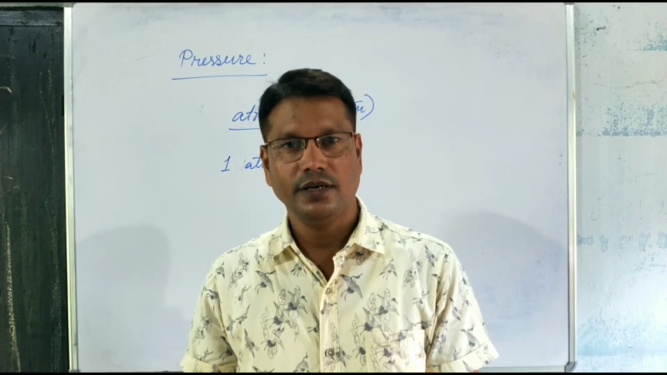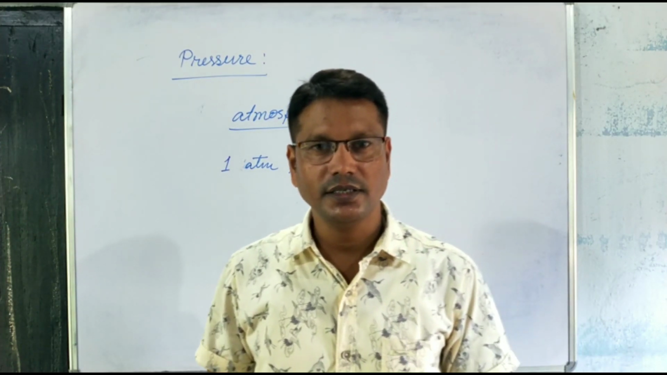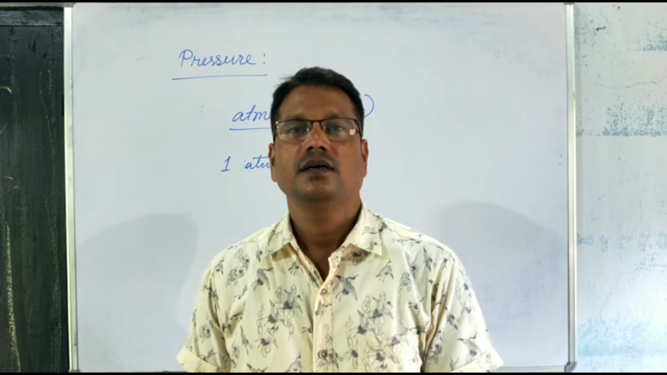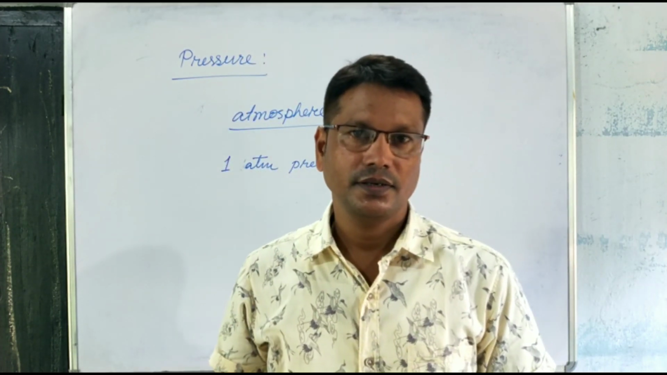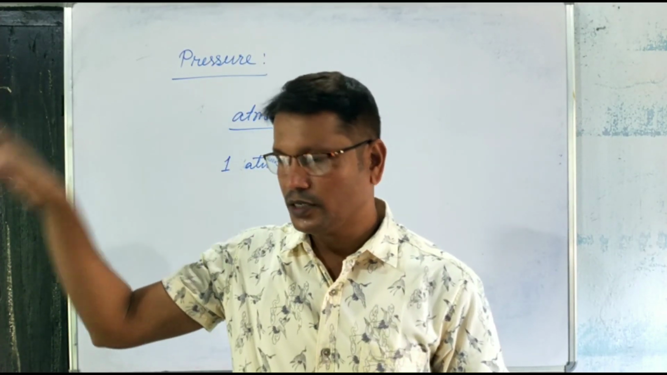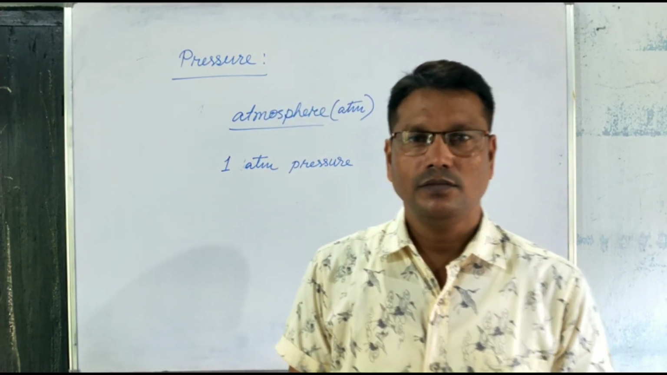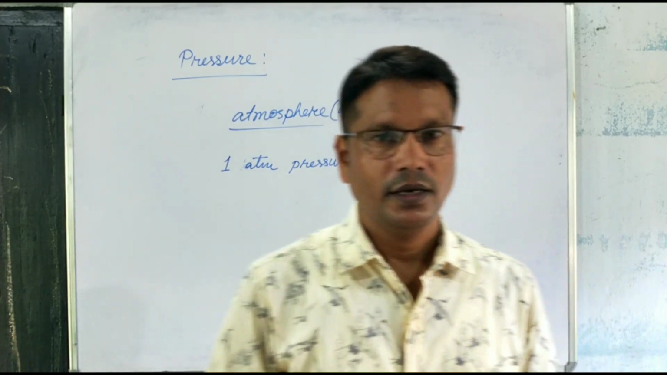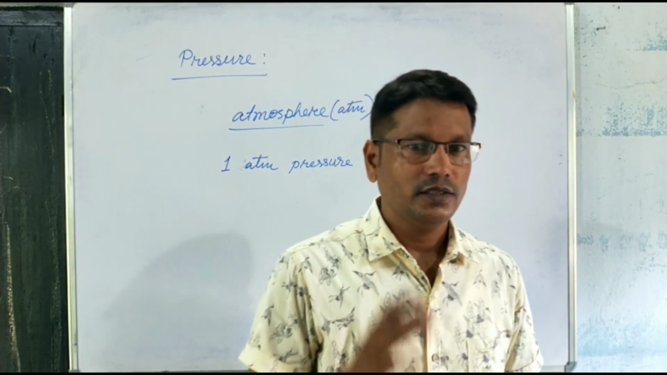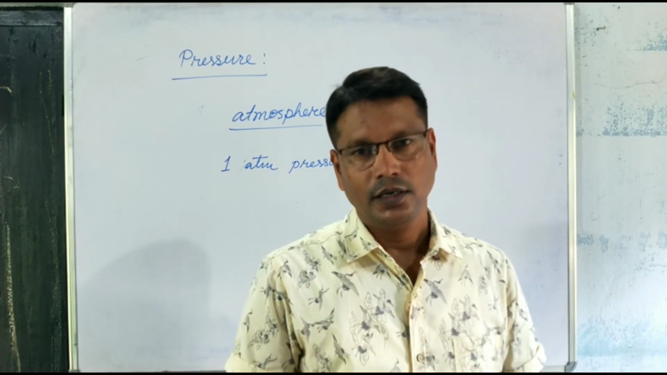related to the pressure. That means when the atmospheric pressure increases, the mercury column rises, and when the atmospheric pressure decreases, then the mercury column moves down. Okay, is it clear?